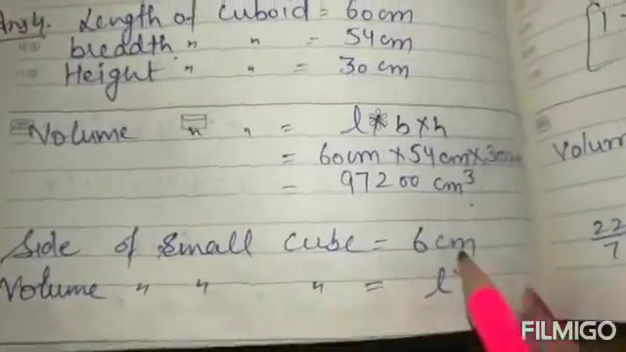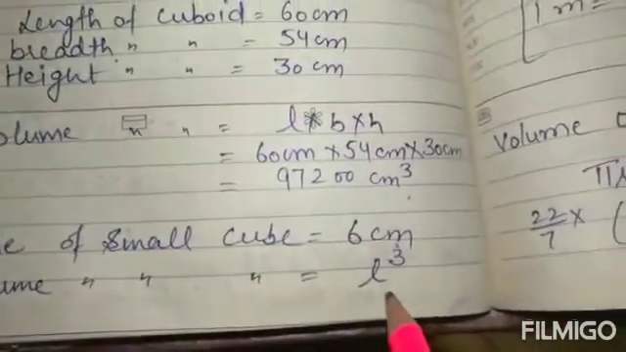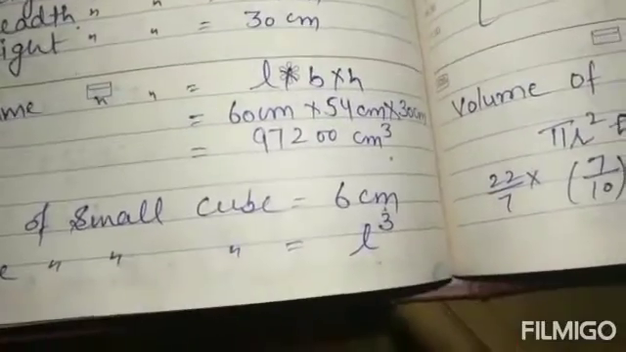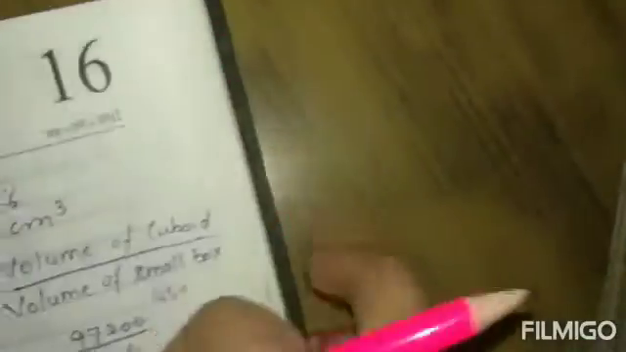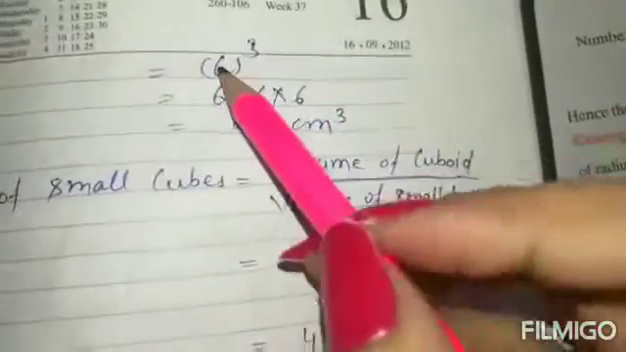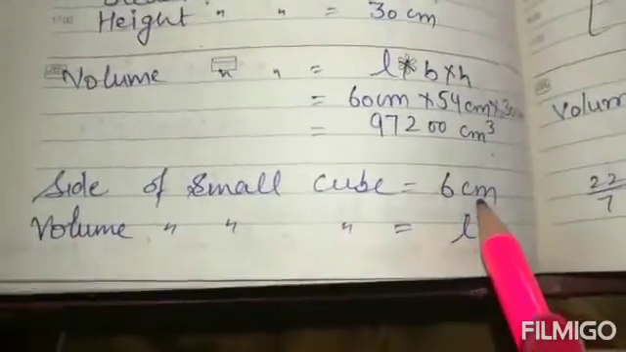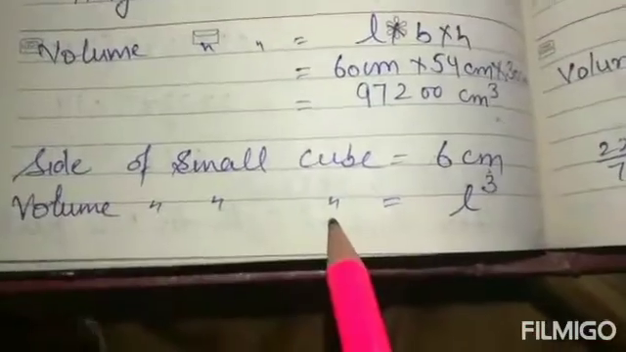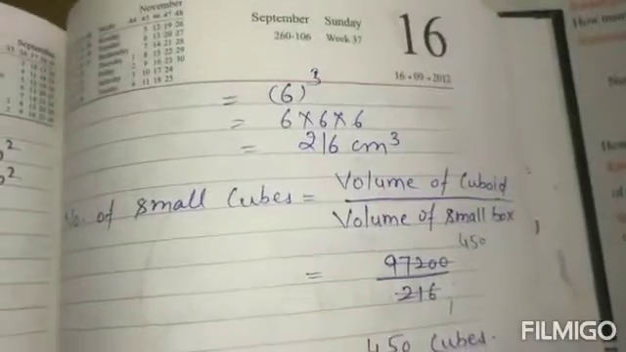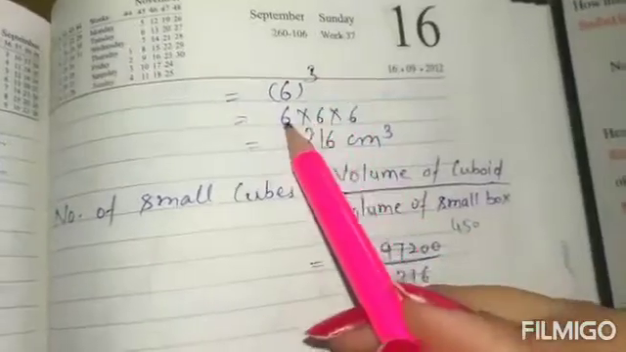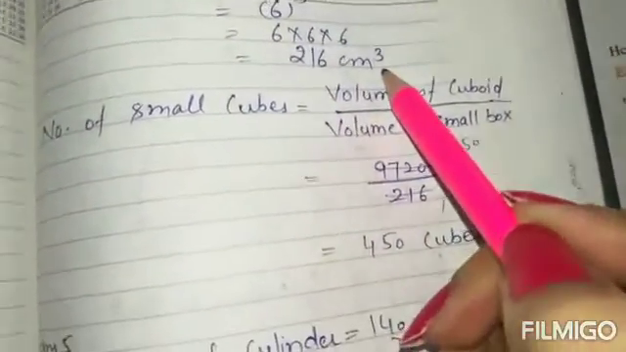Now side of small cube is given to be 6 centimeter. So volume of small cube equal to L cube, or you can say A cube or H cube. Clear? Side of small cube equal to 6 centimeter. So that is equal to 6 cube. 6 into 6 into 6 becomes 216 centimeter cube.